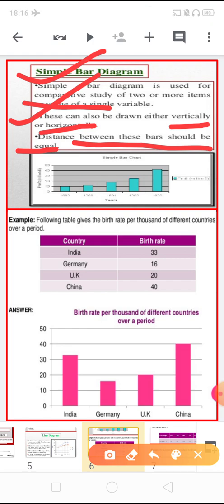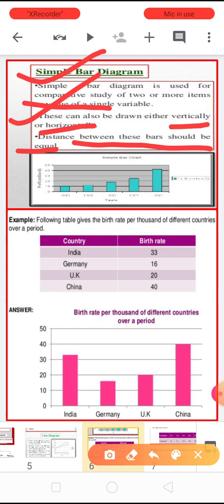So we have one example in front of us. And children, one thing is very important to understand here: simple bar diagrams comprise a group of rectangular bars of equal width for each class or category of the data, and it is the simplest form of the bar diagram. So the bars can be visually compared by their relative values, as they are comprehended quickly.